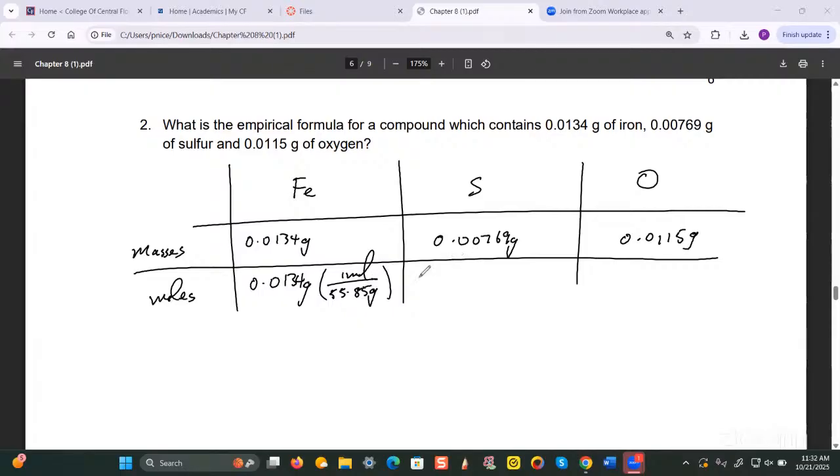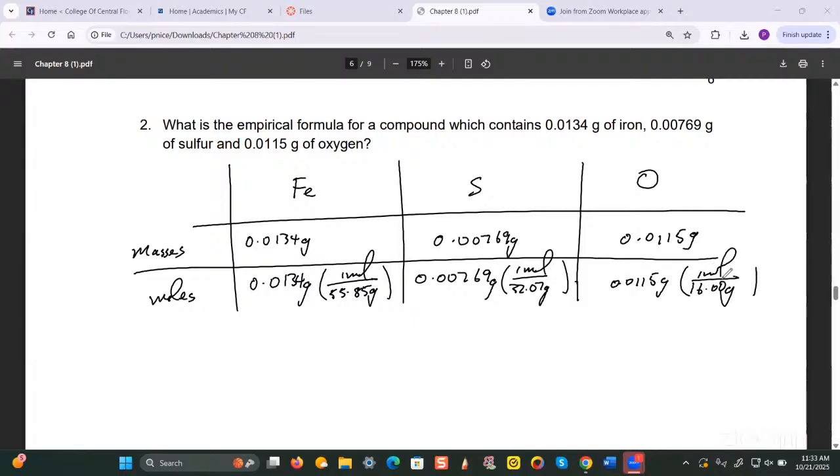And then for sulfur, 0.00769 grams times 1 mole over, what's the molar mass of sulfur? That's 32.07 grams. And then for oxygen, it's 0.0115 grams multiplied by 1 mole over 16.00 grams.